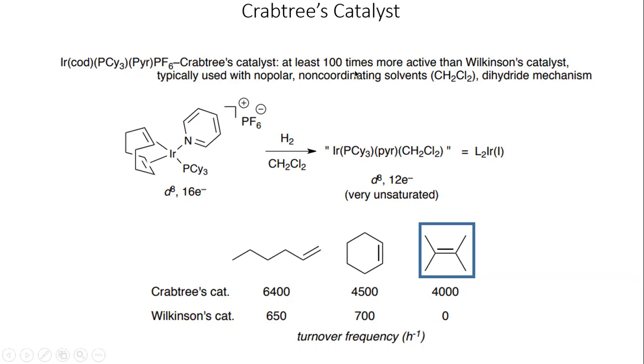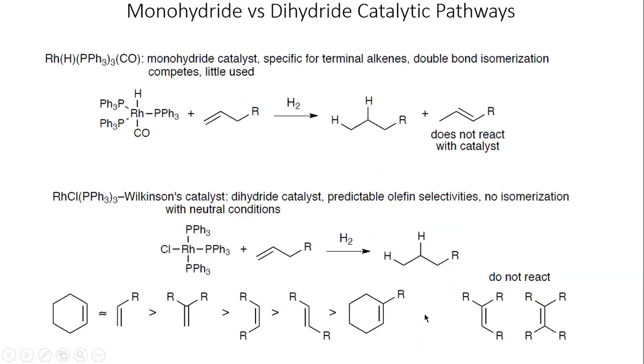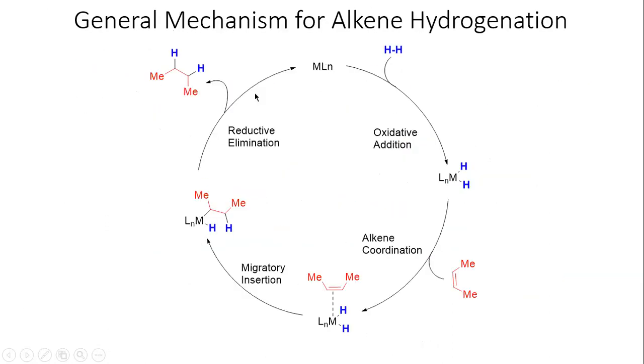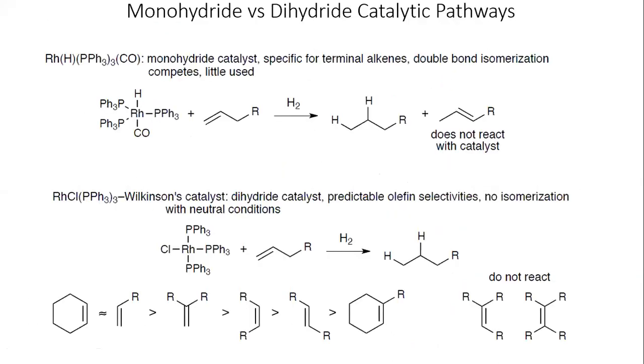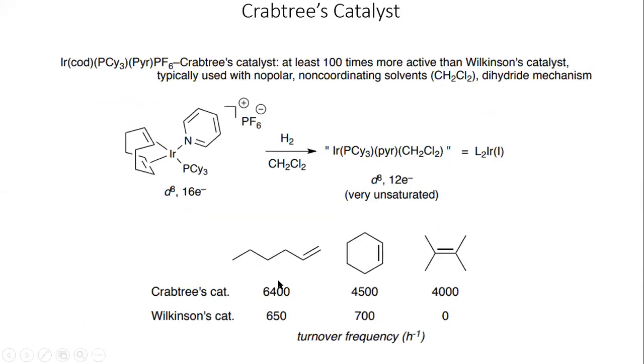So if it's a non-coordinating solvent, it goes through a dihydride mechanism, and it's about 100 times more reactive than Wilkinson's. You can see right here for just a typical terminal alkene, Wilkinson's catalyst gives you about 650 turnovers per hour, and Crabtree's catalyst gives you about 6,400 turnovers per hour. And again, turnover simply means, let me go back to here, how many times the metal goes through this cycle, right? So when it goes through one time, that's a turnover, right? So you're getting with the Crabtree catalyst 6,400 turnovers per hour, all right?